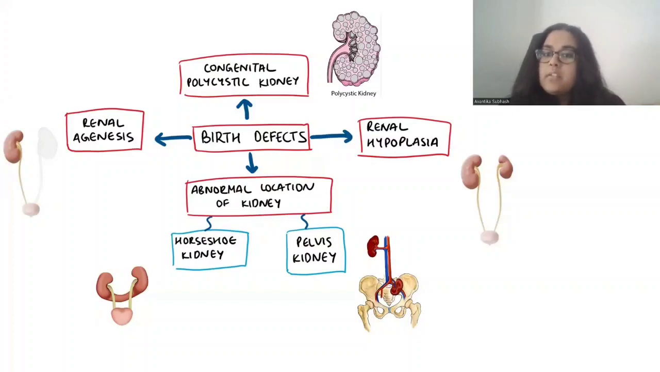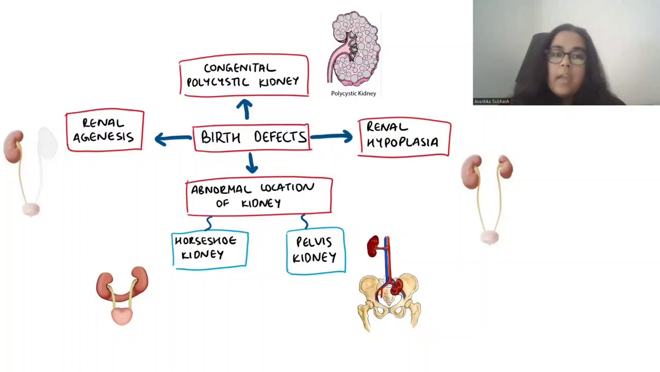Then renal hypoplasia is where, during the development of the kidneys, one kidney is your normal physiological size, whereas the other kidney is relatively smaller in size. Then you have your abnormal location of the kidney, which is your horseshoe kidney and your pelvic kidney.